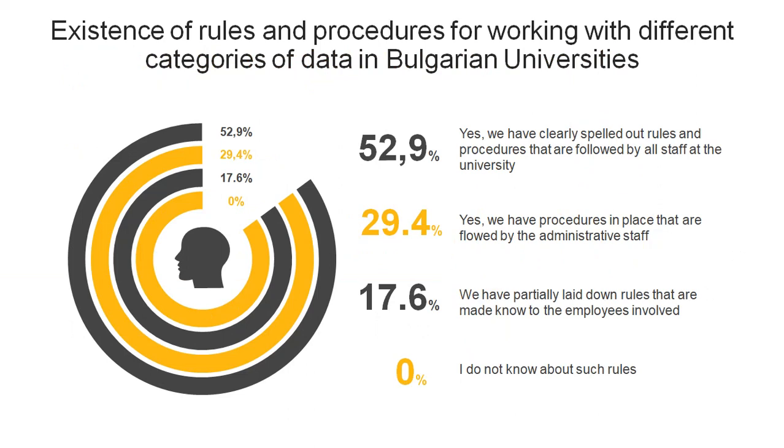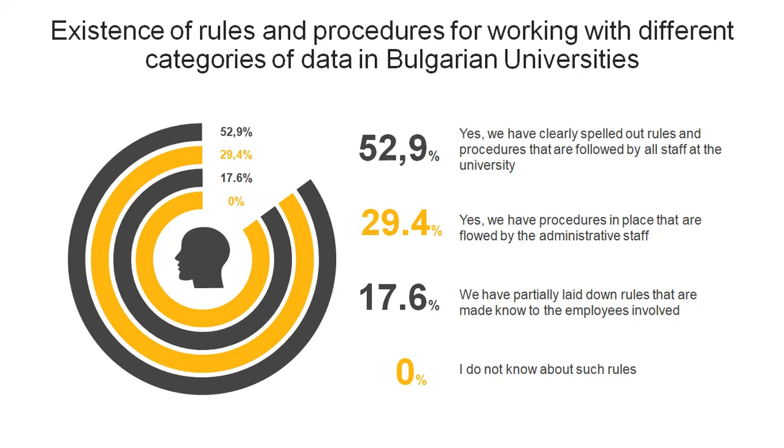In terms of existence of rules and procedures for working with different categories of data in Bulgarian universities, you can see that half of the respondents said that they have clearly spelled out rules and procedures that are followed by all staff in the universities, and we consider this really not a satisfactory amount of personnel and universities that address the issues related to data loss and the risks the universities might have if they don't have a proper DLP policy.